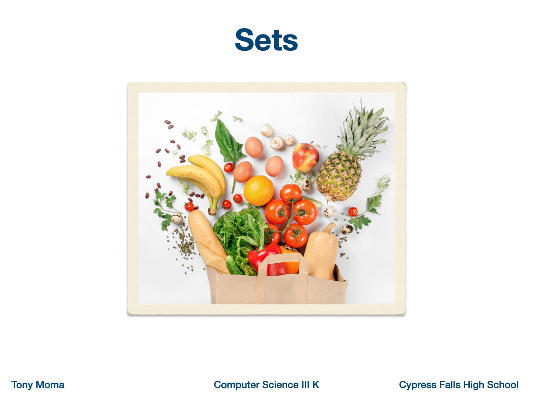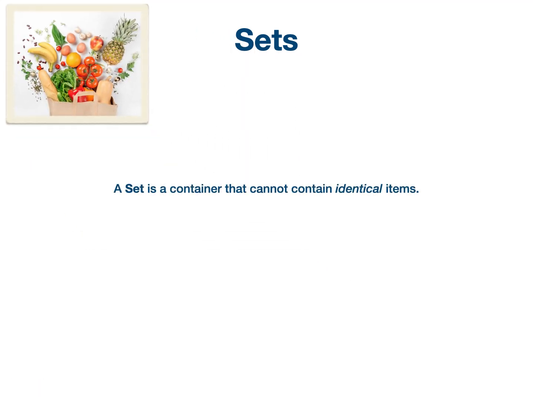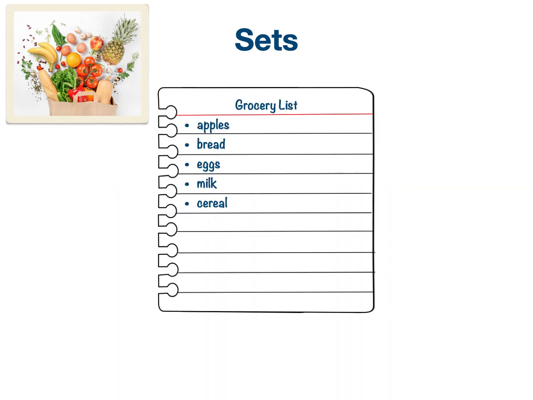The set class. A set is a container that cannot contain identical items. Real life examples of a set include a grocery list. If you understand the purpose of a grocery list, then you understand why it serves no purpose to list the same item more than once. A grocery list is an example of a set.